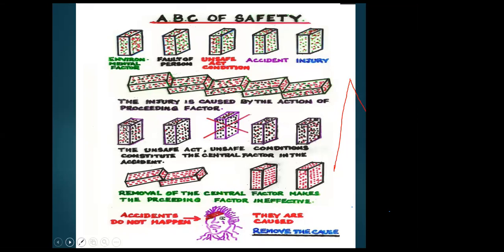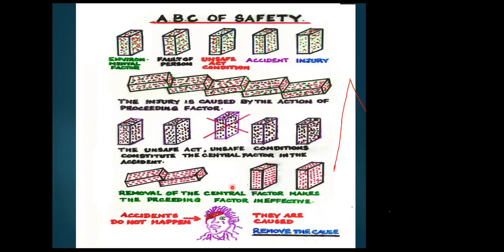What is the central factor? Unsafe condition or unsafe action. See a good statement at the bottom: accidents do not happen, they are caused. Caused means somebody has made a mistake. Then we have to remove the cause. Cause means reason. I gave an example last week in class.